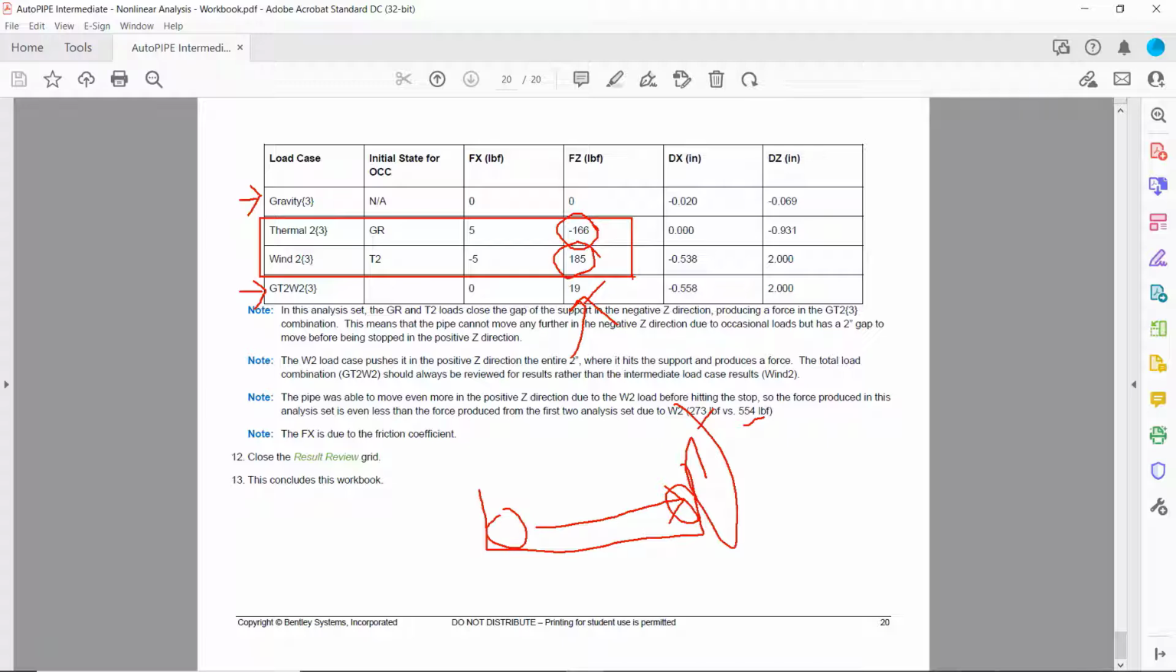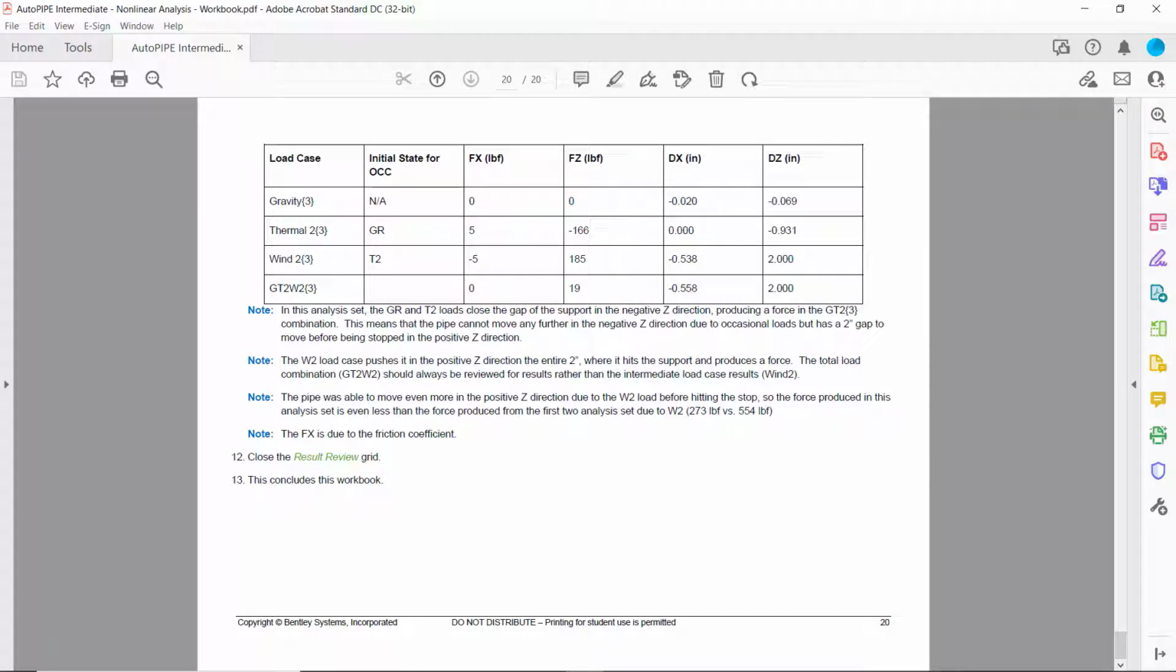So again, looking at that total load case is important. That's going to be your realistic loads, the loads that you want to design your supports for. And while the intermediate load cases like thermal and wind are useful to review the displacement plot, they should never be reviewed for your forces and moments, your support loads, your anchor loads, etc. Always look at your total load combinations.